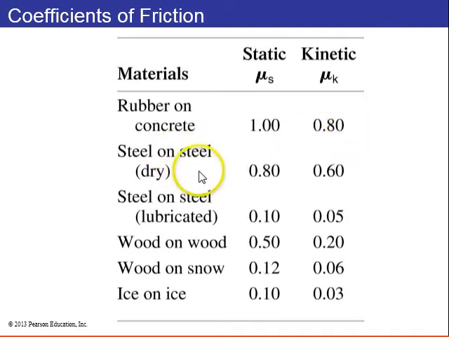If you have steel on steel, like the wheels on a train riding on train track with steel, then the coefficient of static friction is 0.8, kinetic friction 0.6. If the rails are wet, then the static friction drops way down to 0.1 and kinetic friction 0.5, so it's easier to slip. Wood on wood, wood on snow, ice on ice. When things are on ice, the coefficients of static and kinetic friction drop to be very, very low.